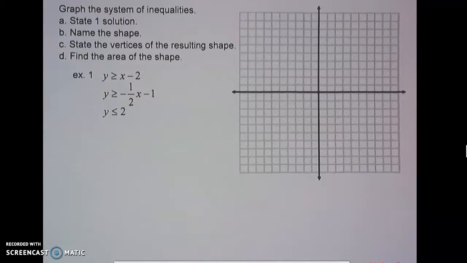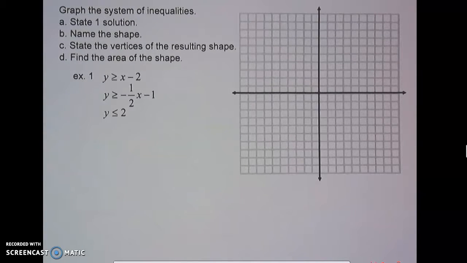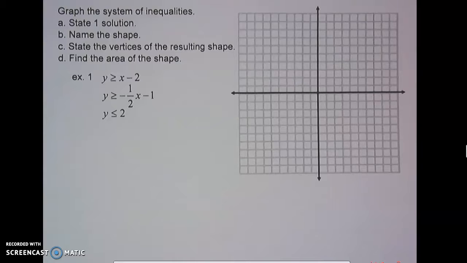Today we're going to be graphing systems of inequalities that have 3 or more inequalities in them. So we're going to do this the exact same way that we've always done, where we're going to graph each of the inequalities. After we're done, we're going to state one solution to the system. Remember, that means that it needs to be something that's true for all of them.